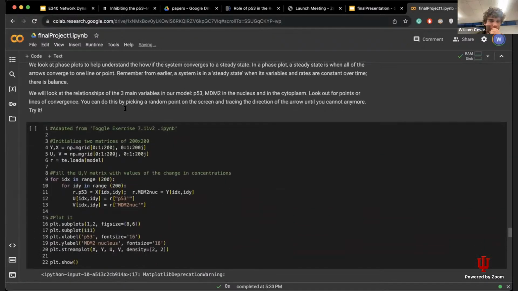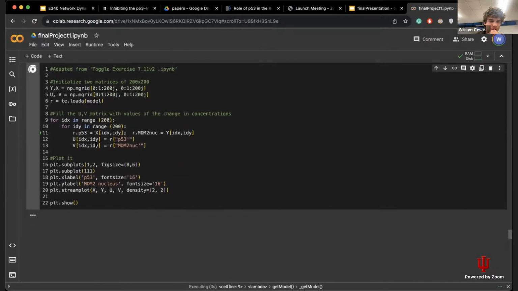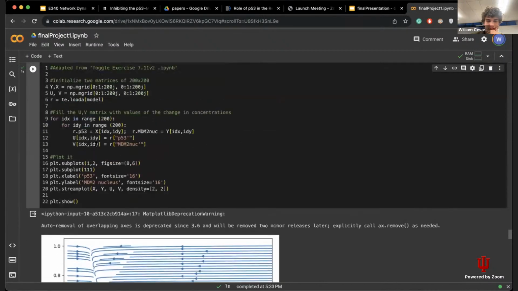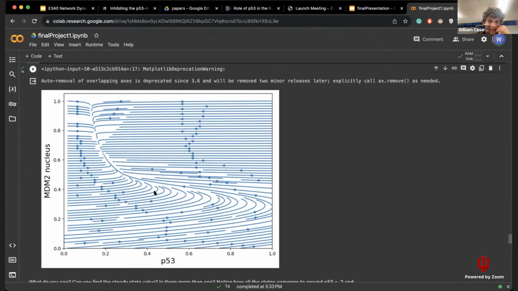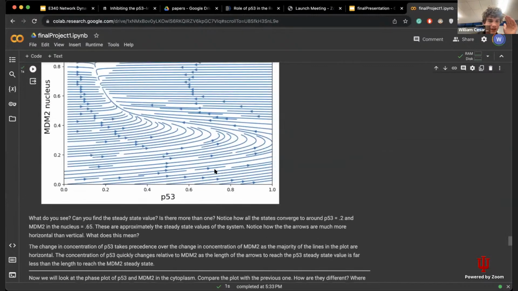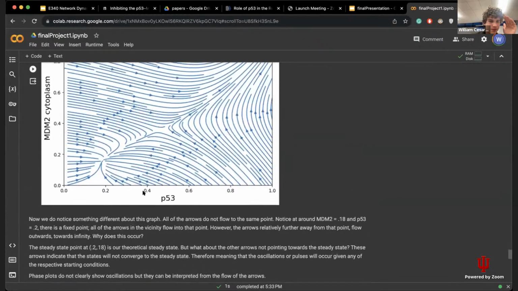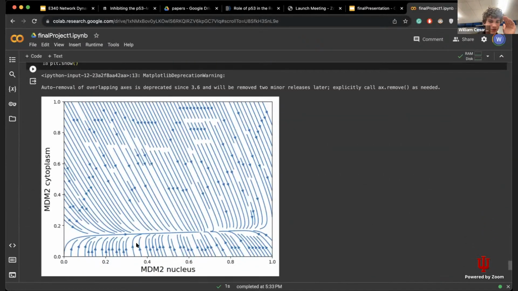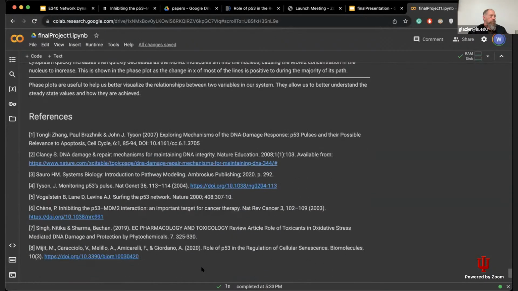Okay, keep going, and then I was going to plot phase plots. Yeah, let's see if it works. So what I found interesting here was the direction of arrows, and whether they're horizontal or vertical. So I just plot MDM2 versus P53, P53 and MDM2 in the cytoplasm, and the two MDM2, in the cytoplasm and nucleus. And this is where I stopped.